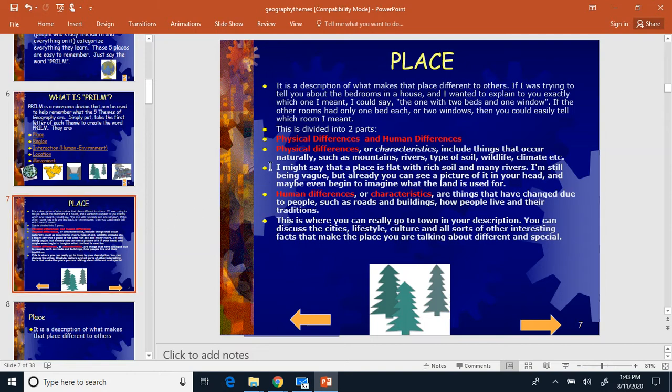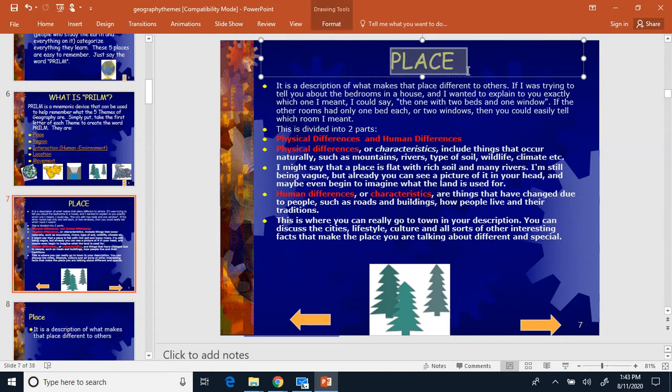So when we're talking about place in a little more detail, go ahead and make a bullet and write down the word place. Make a bullet and write down the word place, and I'm going to talk about some things while you're writing that down.